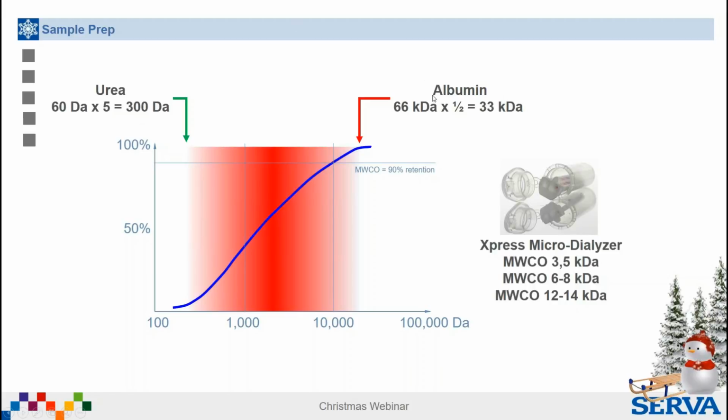And this is the substance you want to have hold it back in your dialysis system. Albumin has 66 kilodaltons, and this is multiplied by a half. So you have 33 kilodaltons, and this is your upper threshold for choosing of the MWCO. So, for example, our express microdialyzers that can be ordered here at SERVA, you have 3 different sizes, and for this example, you could use all 3 of them. All would be enough and sufficient to go.